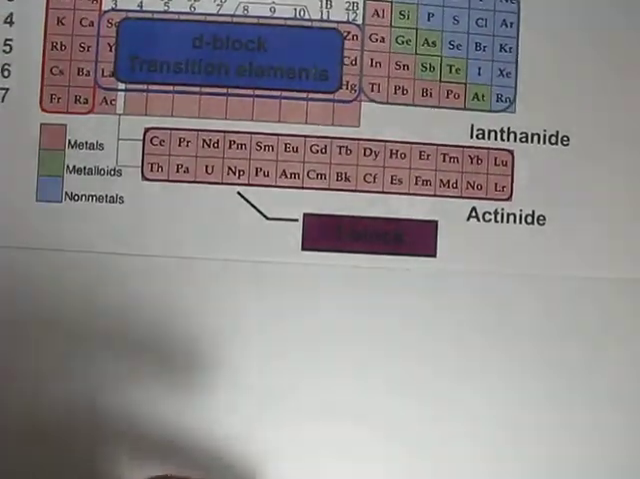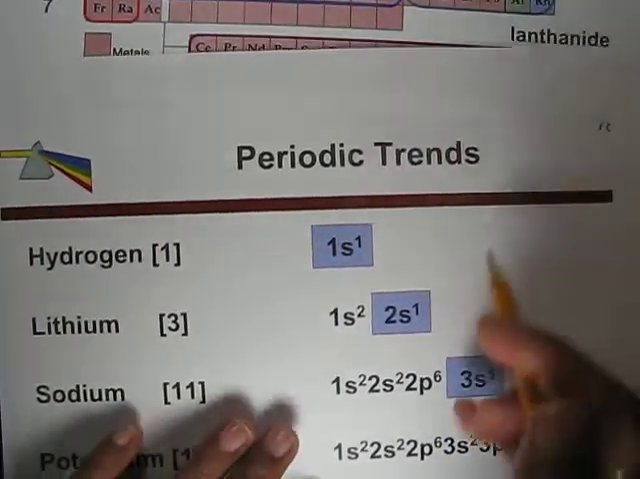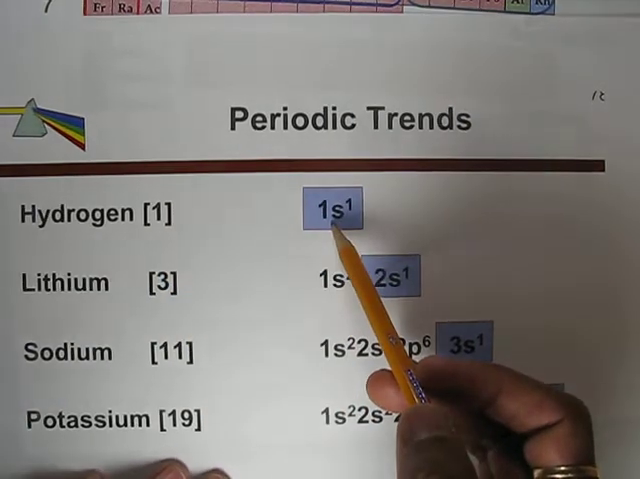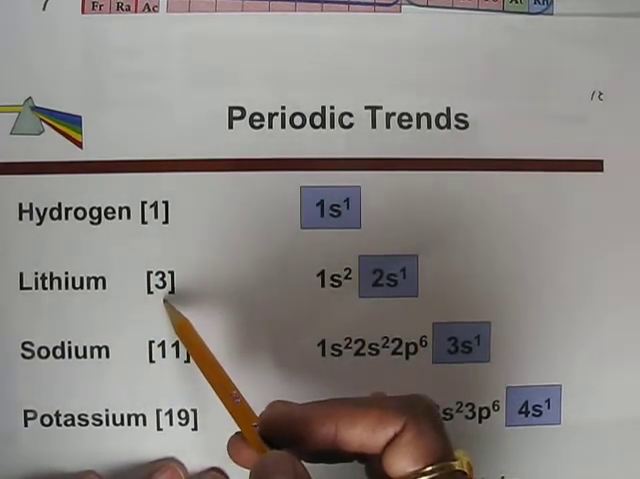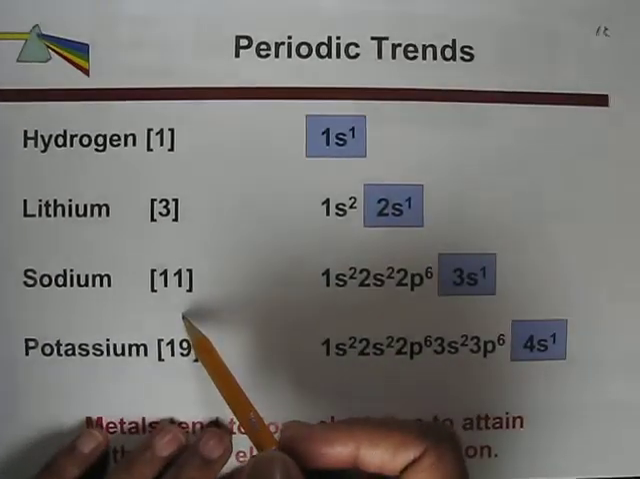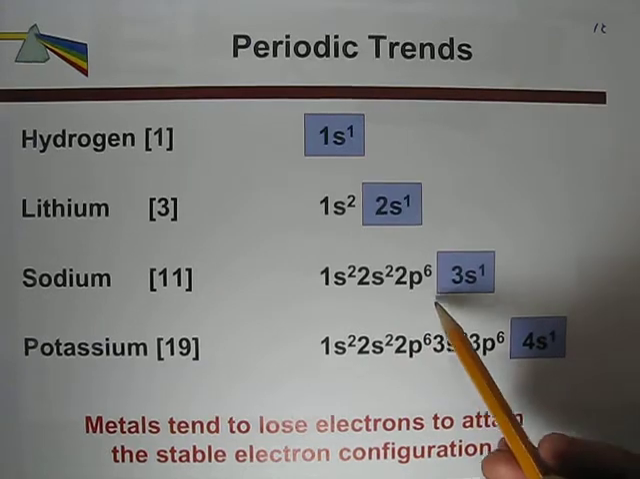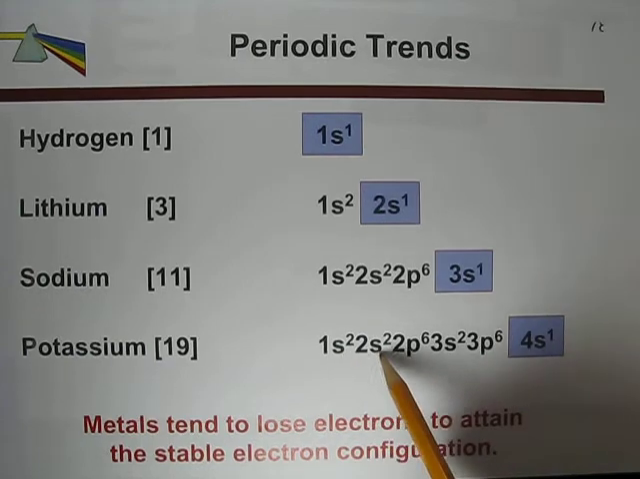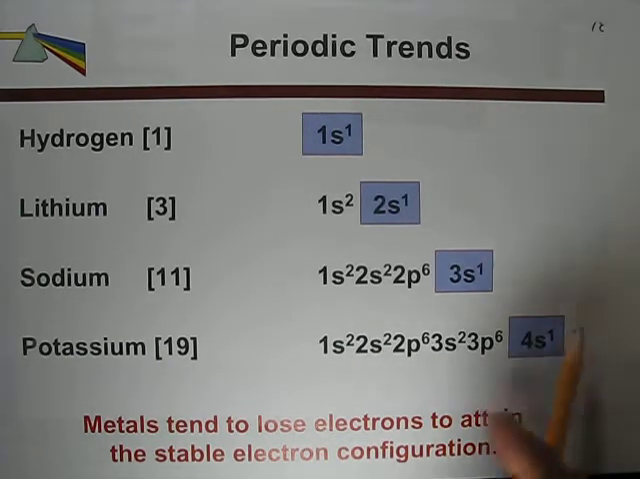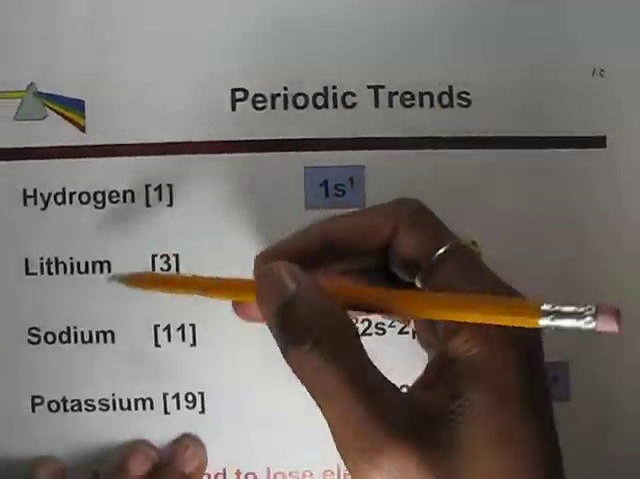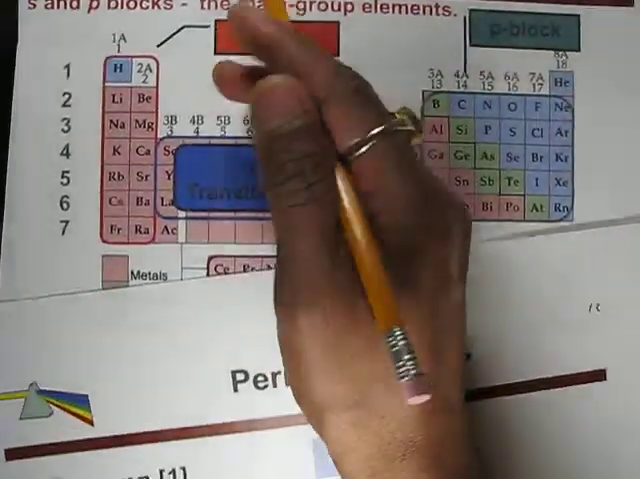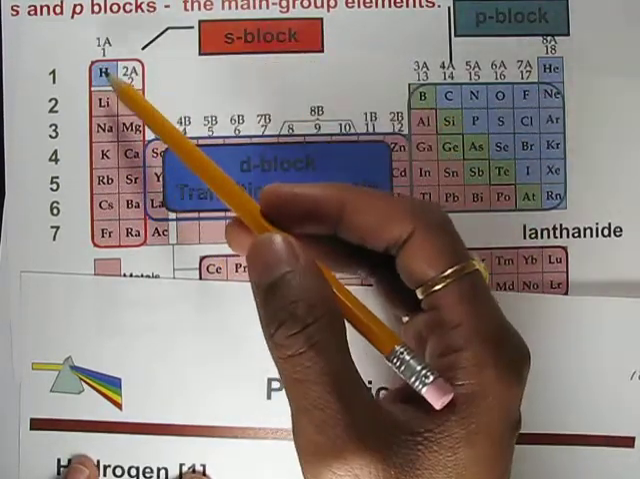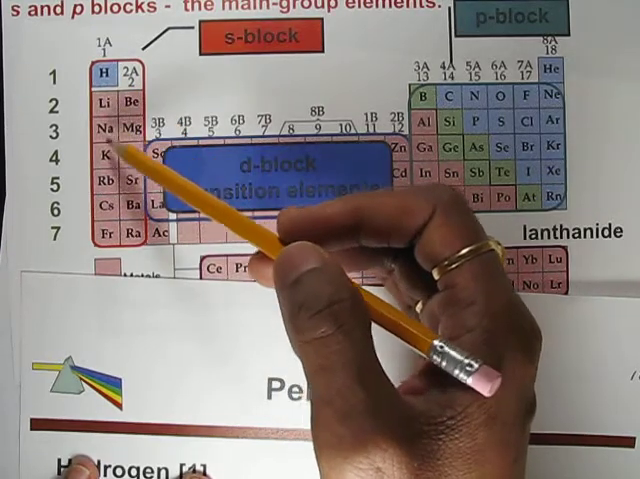So the periodic trend is like this: hydrogen has 1 electron, so the electronic configuration will be 1s1. Lithium has 3, 1s2, 2s1. Sodium has 11, so 1s2, 2s2, 2p6, 3s1. Potassium has 19, so 1s2, 2s2, 2p6, 3s2, 3p6 and 4s1. You can see hydrogen, lithium, sodium, potassium all come from the first group of elements, which is called the alkali metals.